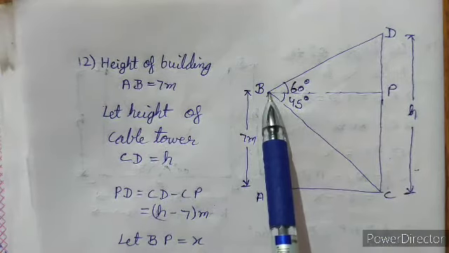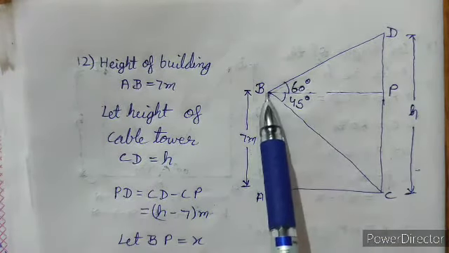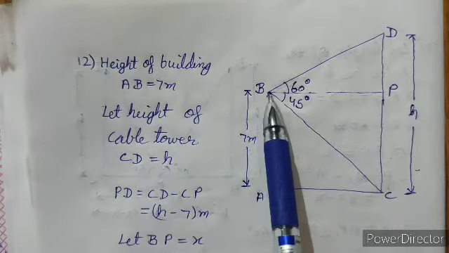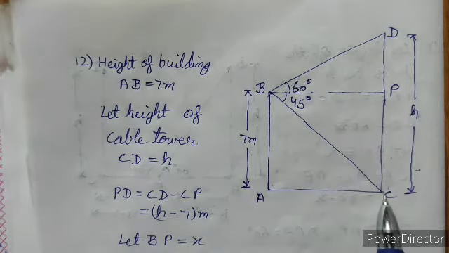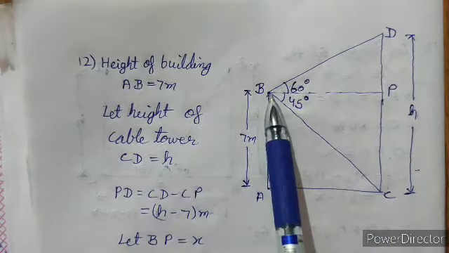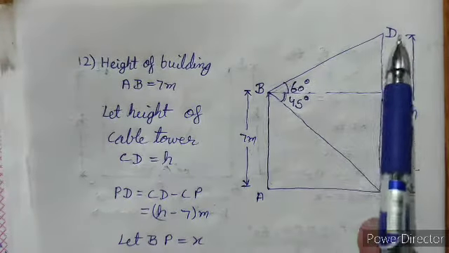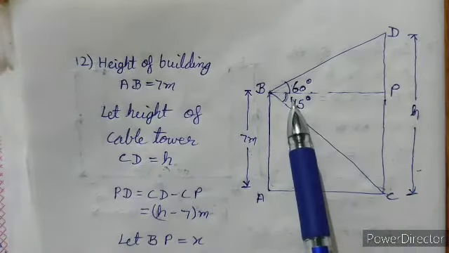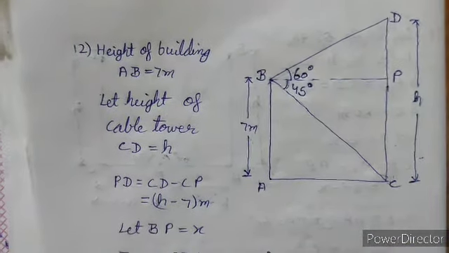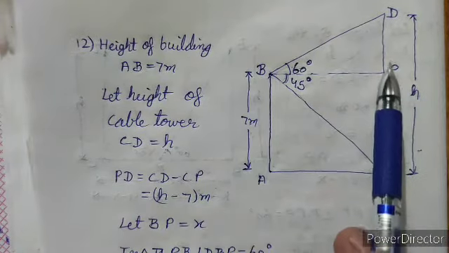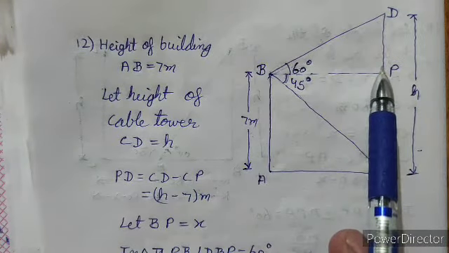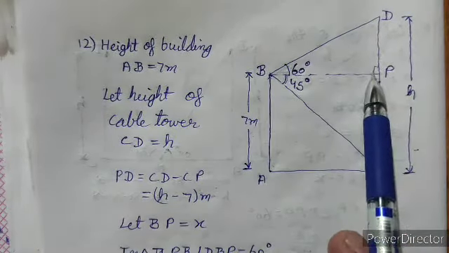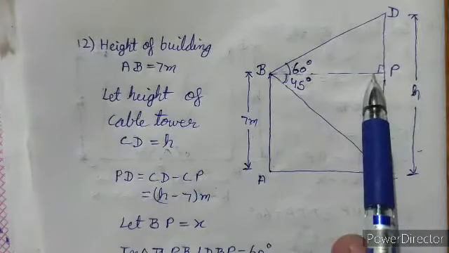Now the angle of elevation of the top of the tower from the top of the building is 60 degree and the angle of depression of the foot of the tower from the top of the building is 45 degree. So angle DBP will be of 60 degree and angle CBP will be of 45 degree. Now here we are getting two right angle triangles. One is DPB and another one is CPB.